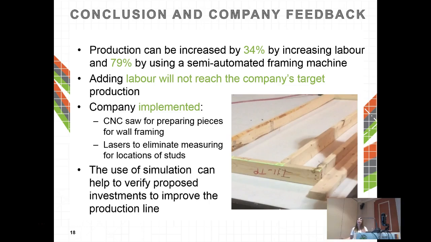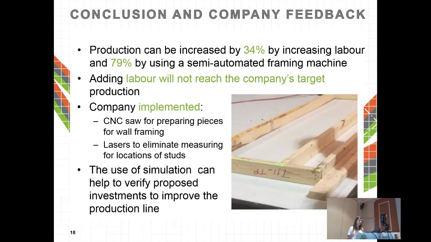So the most important part, what did the company do about it? So after looking at what we did here, instead of the company just throwing more people at it, which happens a lot, after they saw that we can only probably increase the production by about 34% by adding 2 more people, or by 79% by using the automated framing machine, because that exterior wall framing station was so slow and was causing everything else to be slower, that's what they wanted to do.